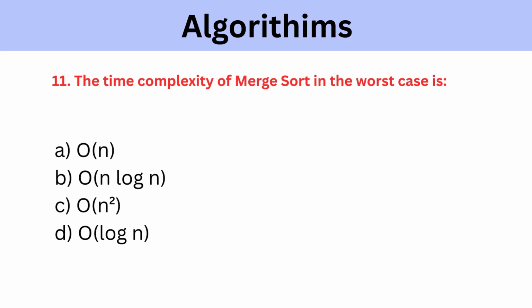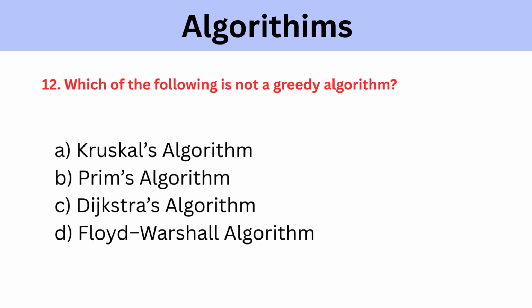The time complexity of merge sort in the worst case is: A. O(n). B. O(n log n). C. O(n squared). D. O(log n). The correct answer is option B, O(n log n).